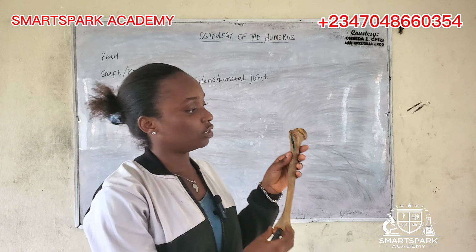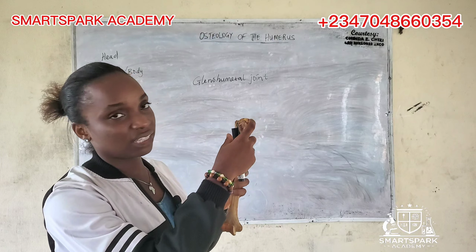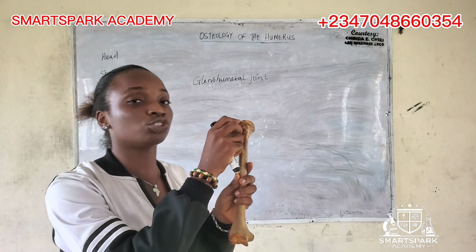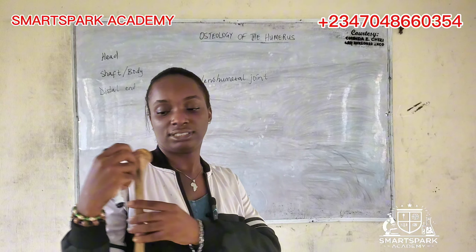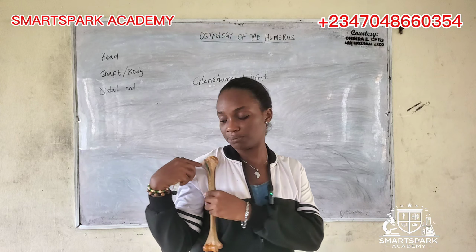Looking at it anteriorly, you would see that there's something like a ridge. From this head of the humerus, there is what we call the greater tubercle. Now, this is positioned laterally. See, this is how the humerus is. Remember that in anatomy, lateral is away from the midline of the body.